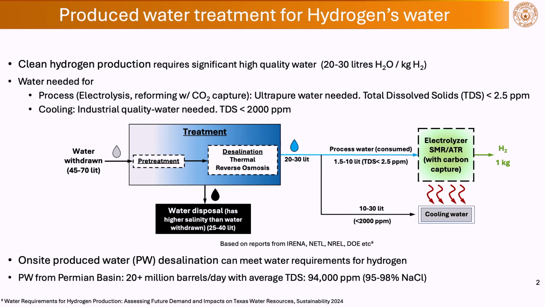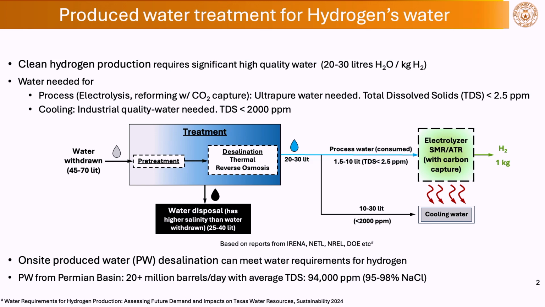So given that we have a global water scarcity already, the implications of sourcing this fresh water for clean hydrogen would be debatable in future. So we identified that with adequate pretreatment, on-site produced water desalination can meet the freshwater requirements for clean hydrogen production. But in general, on-site produced water desalination itself is a challenging task because of the hypersaline nature of the feed and also the spatio-temporally varying chemical composition and flow rates of the produced water.